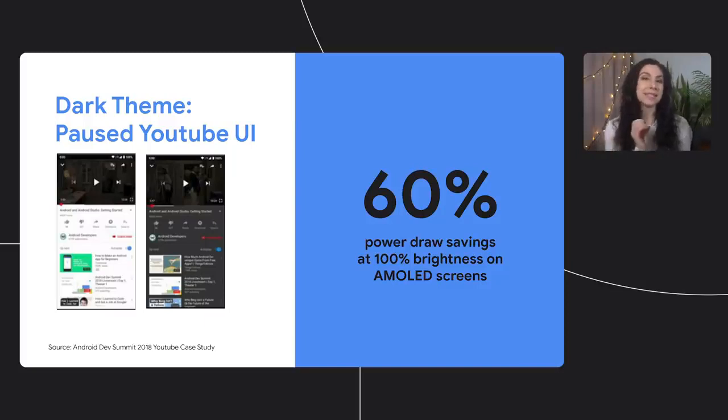The 60% statistic comes from comparing the YouTube play screen with a paused video at 100% screen brightness using a dark theme for the UI versus a light theme for the app UI. So you should always provide a dark theme experience for your users whenever possible.